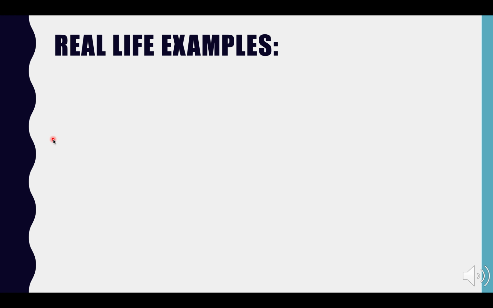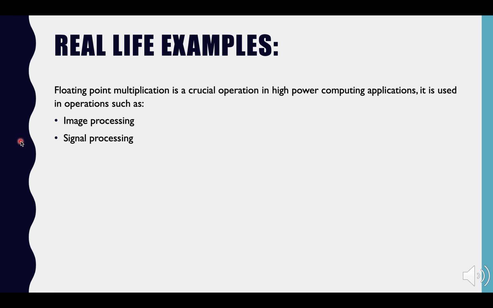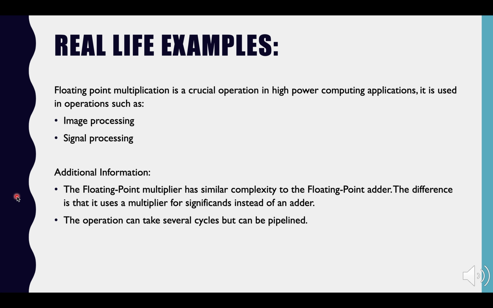Here are some real-life examples. Floating point multiplication is a crucial operation in high-power computing applications such as image processing and signal processing. Some additional information about floating point multiplication is that the multiplier has a similar complexity to that of the adder. The only difference is that it uses a multiplier for significance instead of an adder. Also, the operation can take several cycles, but it can be pipelined.